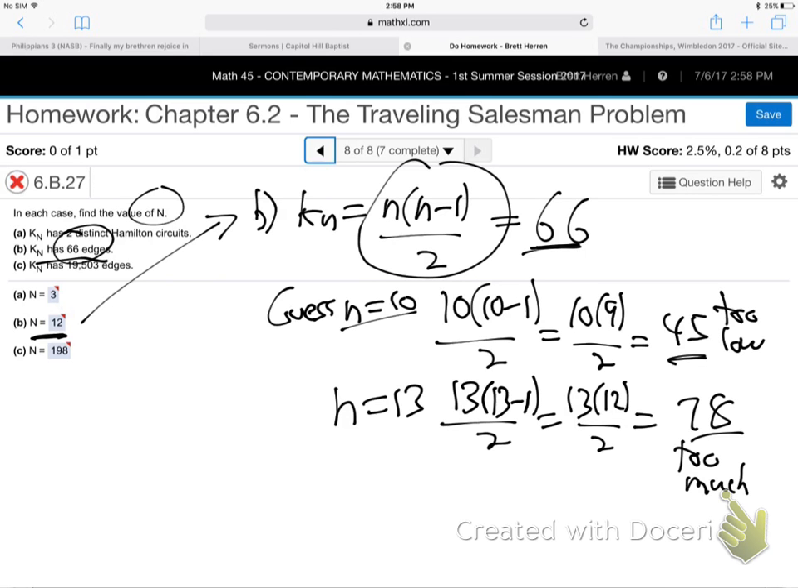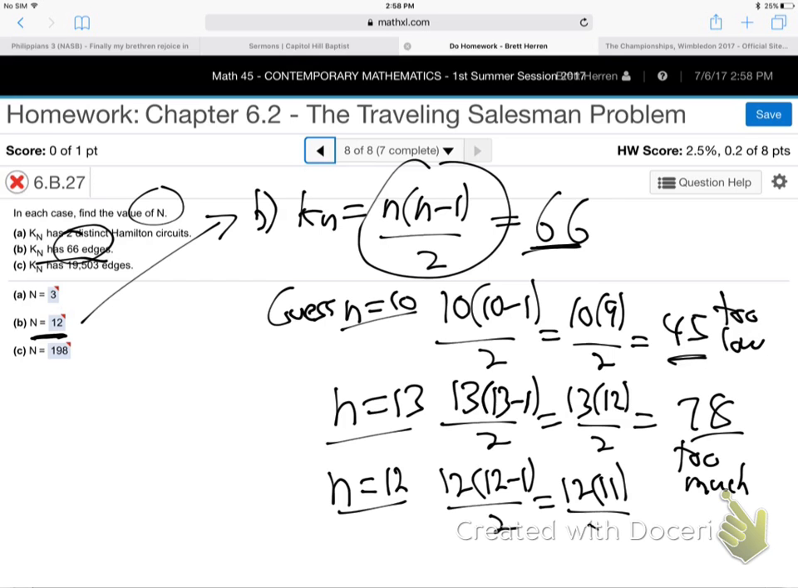So n equals 10 comes out too low, 13 comes out too high. Try 12. Obviously that's going to work. 12 times 11 over 2, 66. Bingo. So n is 12. Does that make sense? I think I could show you a formal way, but the algebra is pretty messy. So just guess. That's going to be the easiest thing to do. Two or three guesses with your calculator, you'll have it.